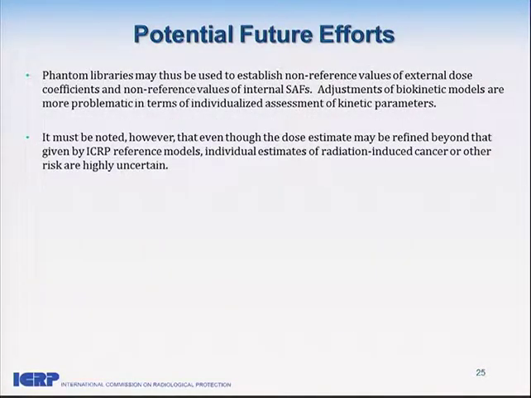The problem there is the biokinetic models. How do you individualize a biokinetic model? It gets pretty difficult. But even then, if you use an expanded library of phantoms to individualize dose estimates, you always need to acknowledge that individual estimates of cancer risk are highly uncertain.